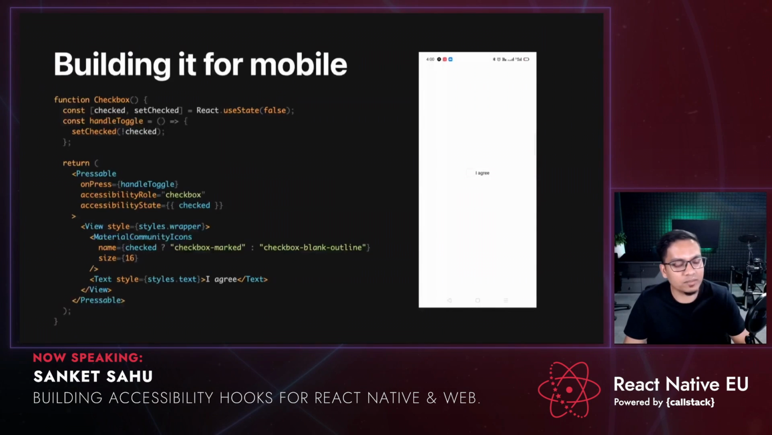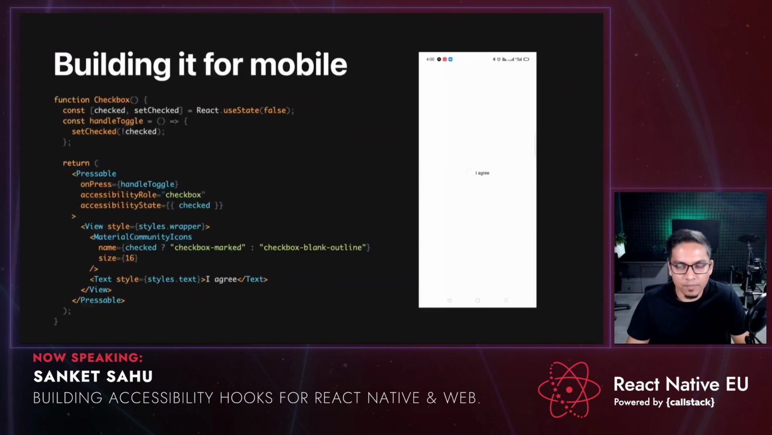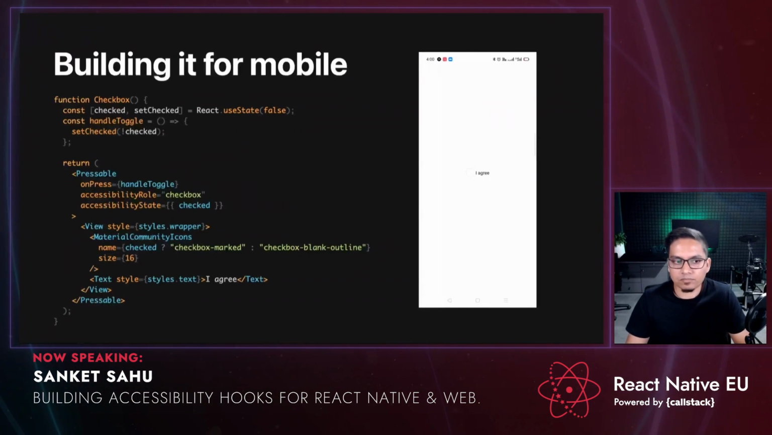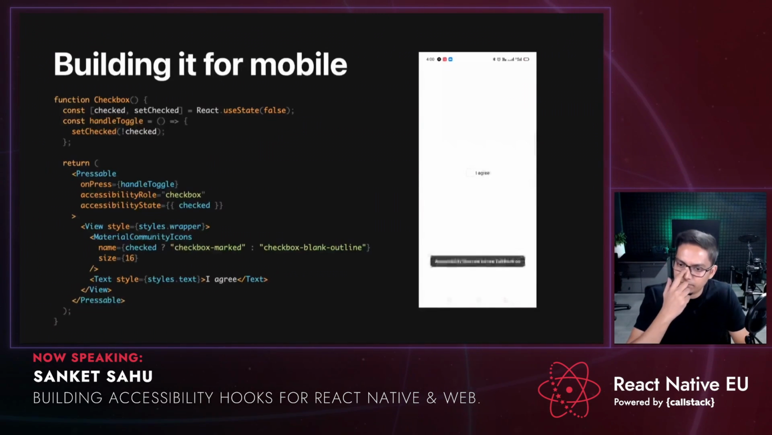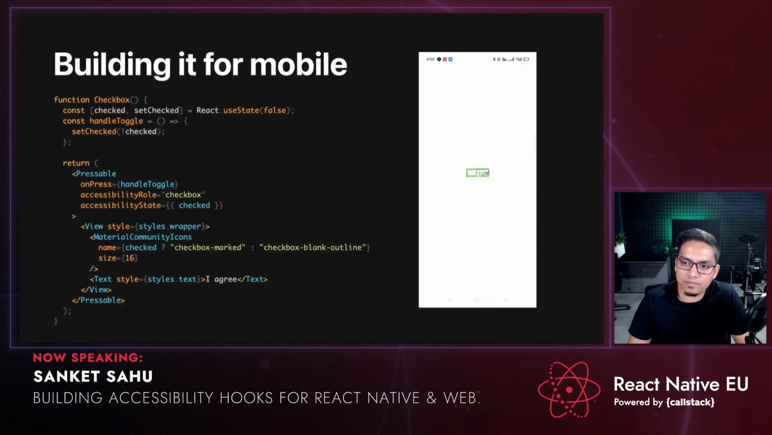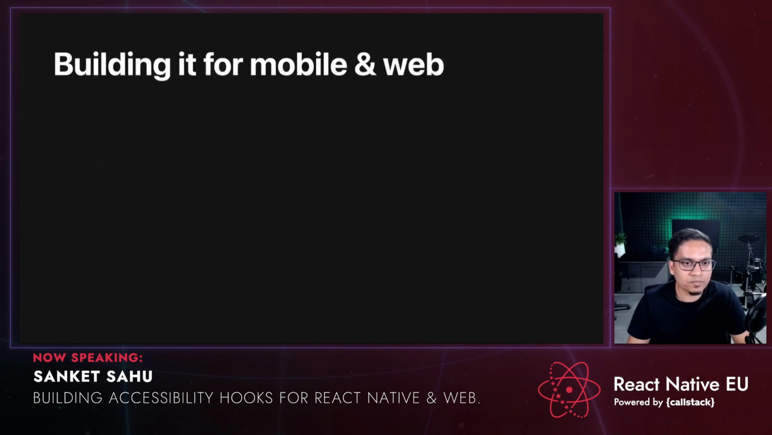Here we are using accessibility role as checkbox and accessibility state as checked. Now this makes it work for screen readers, for the visual aspect of things, and it just works. This is a very basic example of how accessibility can be enabled on top of the existing UI. TalkBack on. Not checked checkbox, I agree. Checked. Tap to... This is a quick example of how screen readers work when we have accessibility enabled.